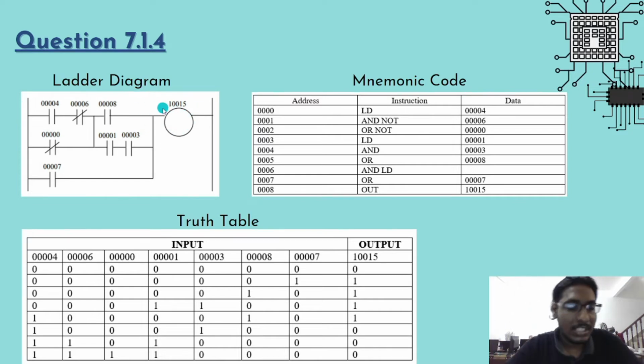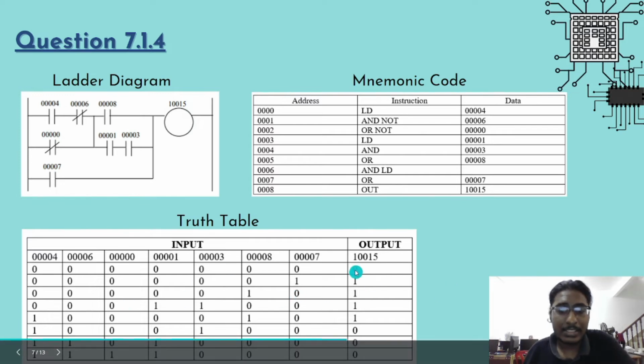So the behavior of this ladder diagram can be explained through the truth table. Initially, when all of the contacts are 0, the output is 0, and when contact 7 is 1, you can see that it will bypass all of these other inputs and will provide an output 1 to this output right here.